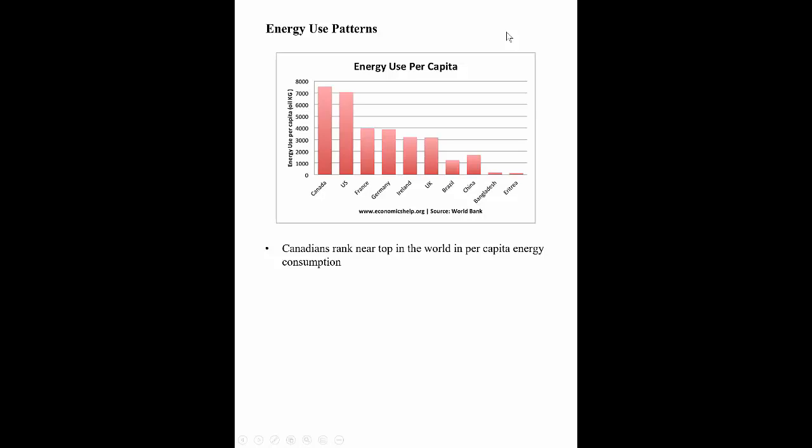Okay, as I discussed earlier, North Americans, Canadians are affluent, and that affluence translates into high energy use. This is a graph of per capita energy use, so energy use per person for various countries. And you can see that Canada ranks near the top of the world in energy use per person. Now, I think we're not actually the worst. I think it's something like United Arab Emirates that might be a bit worse, but we're still, nevertheless, certainly near the top in per capita energy use.